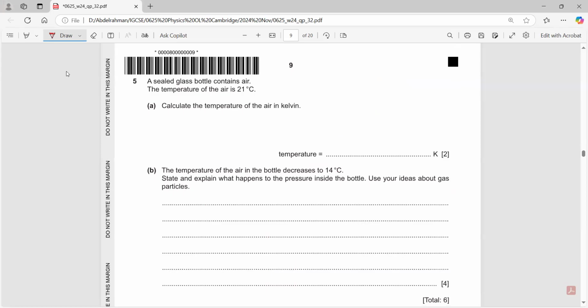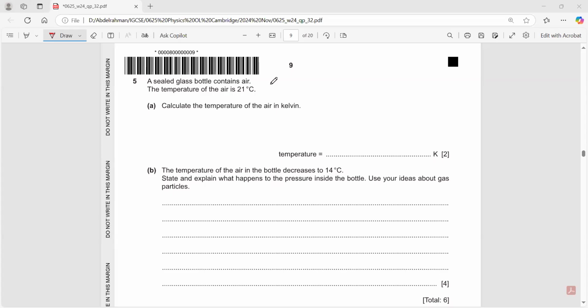A sealed glass bottle contains air. The temperature is 21 degrees Celsius. Can I convert from Celsius to Kelvin? Yes, I can convert from Celsius to Kelvin. It's one of the newer questions which was added to the syllabus quite recently.